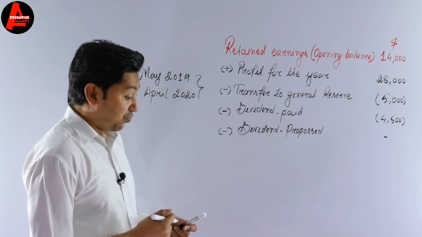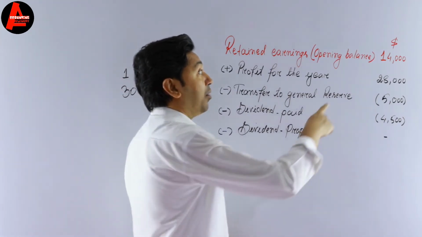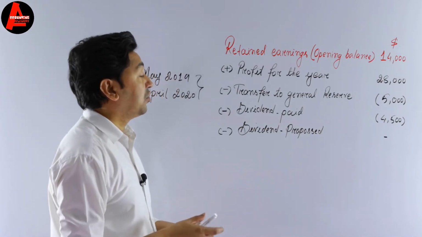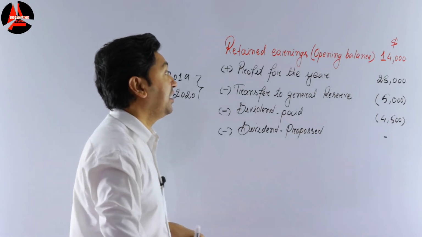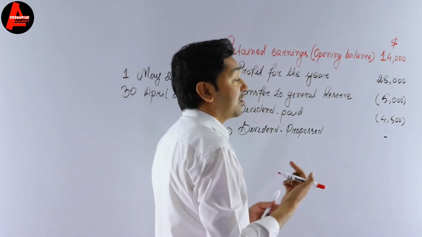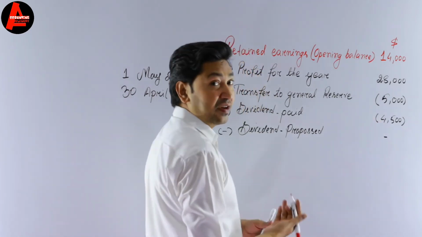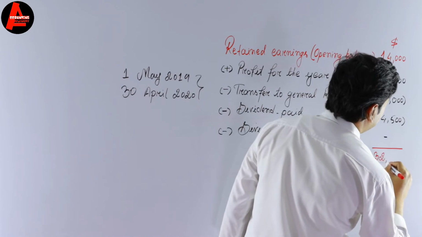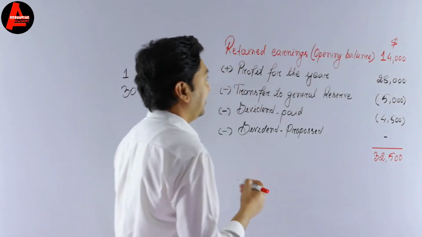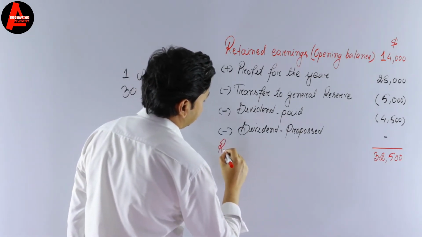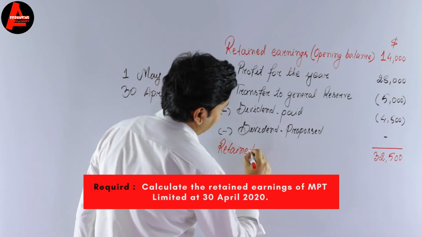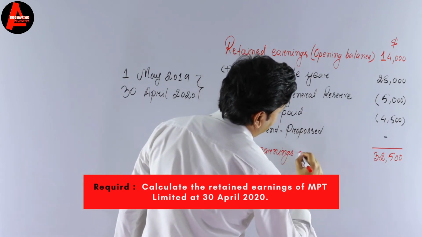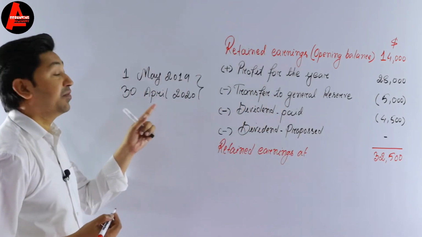Okay, very good. So now what to do? Now we have to calculate. Okay, we have to add these two amounts first of all, then we have to subtract these two amounts, $5,000 and $4,500. Okay, so if we calculate what we get here, 14,000 plus 28,000 equal to $42,000 minus $9,500. So what we get here, it is $32,500. Okay, so this is retained earnings at the closing date 30 April 2020.